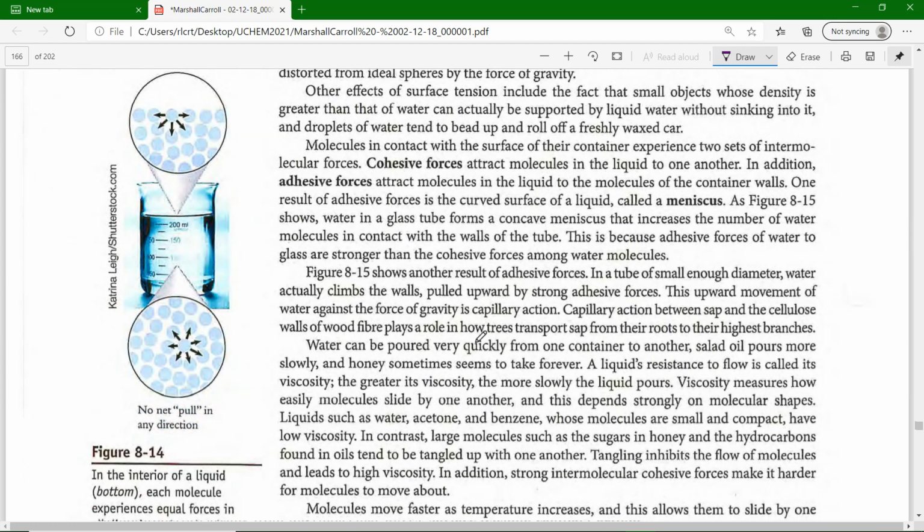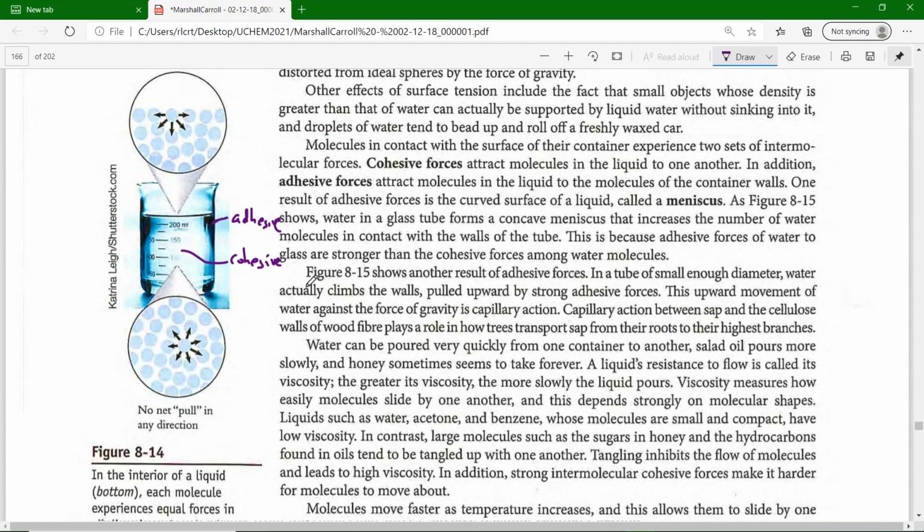Related to surface tension is the idea about cohesive and adhesive forces. Molecules in contact with the surface of their container experience two sets. So if I have, well, here's water in a beaker, right? And I have adhesive forces of attraction between the water and the glass wall, and then in the middle I have water with water, which is cohesive. So we have two kinds of intermolecular forces. Cohesive attract molecules in the liquid to one another. Adhesive attract molecules in the liquid to the walls.